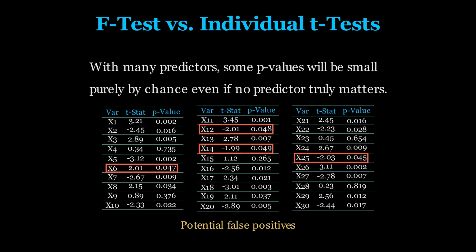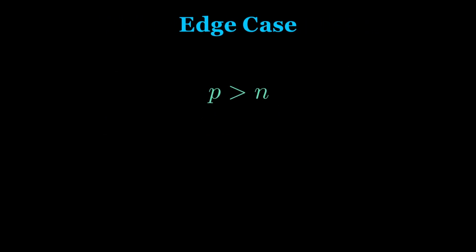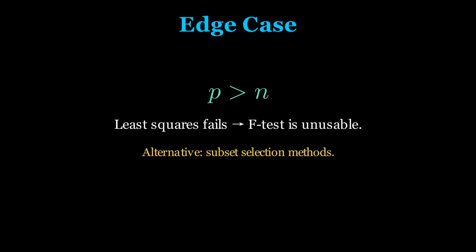When the number of predictors p exceeds the number of observations n, it becomes infeasible to fit the model using traditional least squares methods. When least squares fails, the F-statistic cannot be computed. In this high-dimensional setting, alternative approaches such as subset selection become necessary. We'll cover subset selection methods in the next video.